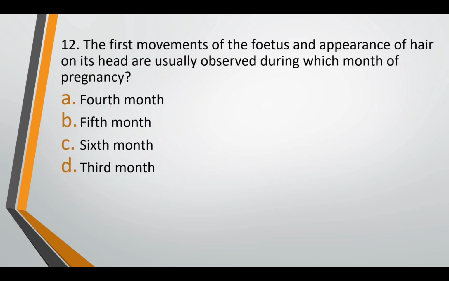Question number 12. The first movement of the fetus and appearance of hair on its head are usually observed during which month of pregnancy? Option A. 4th, option B. 5th, option C. 6th, or option D. 3rd? The correct answer is option B, that is 5th month.